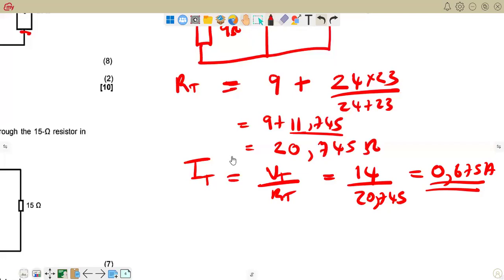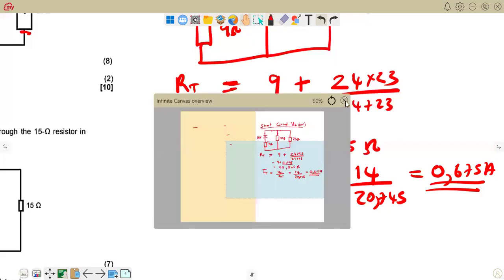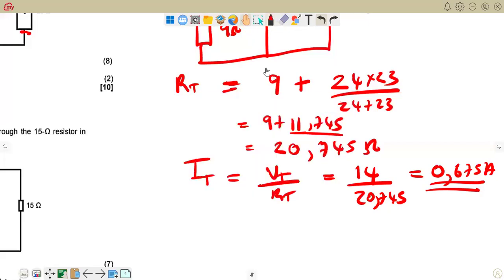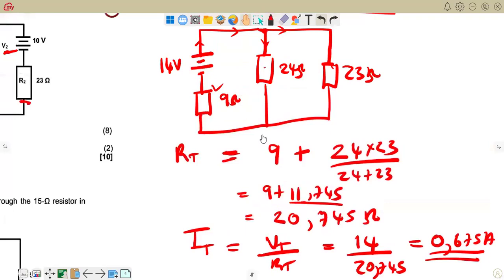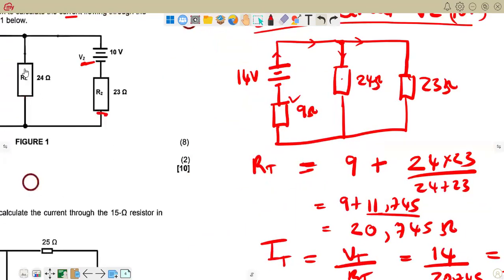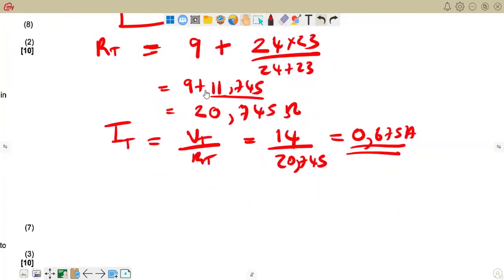From there, we now calculate I1, the current that is flowing through the load resistor RL. Our load resistor, as we can see, is the 24 ohm resistor. So let's call it I1, the current through that resistor RL. How do we calculate it?